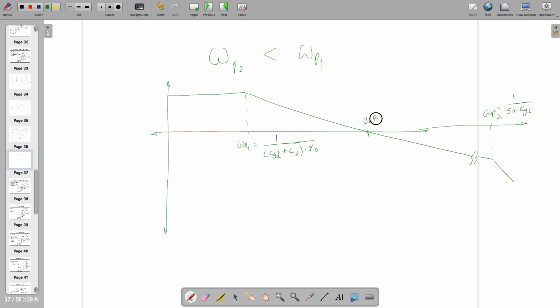This is UGBW, and this will be gain. Notably, gain is already known to us, it's equal to GM times RO, which is in the range of 18 to 20 volt per volt. And after omega P1, it's moving ahead, and you can have the UGBW or the unity gain bandwidth, right? So as there is only one pole before UGBW, this system is inherently a single pole dominant system.